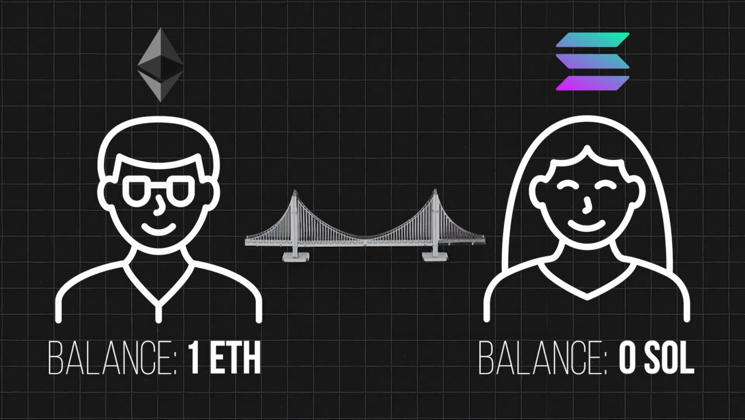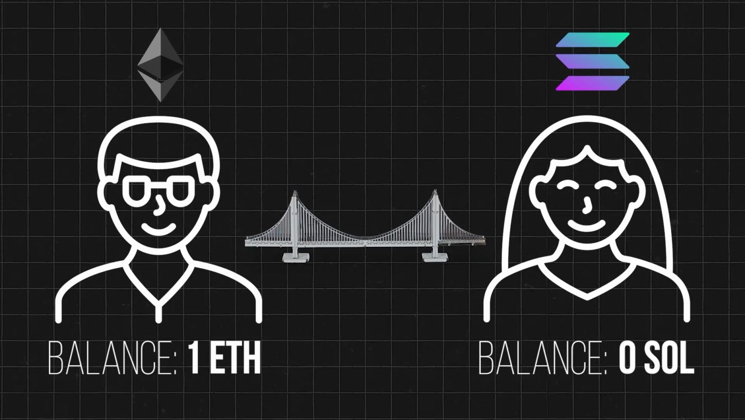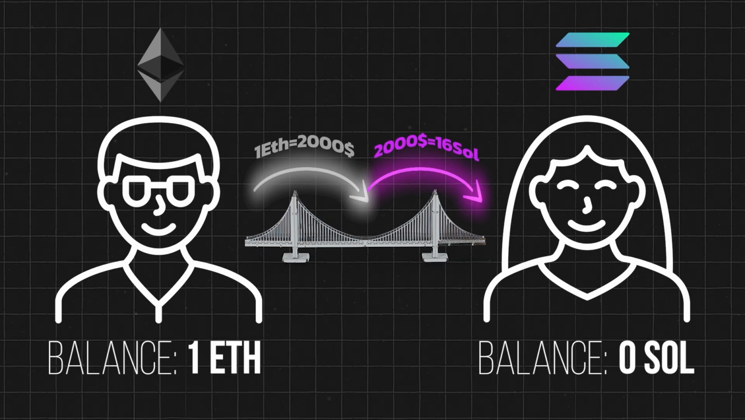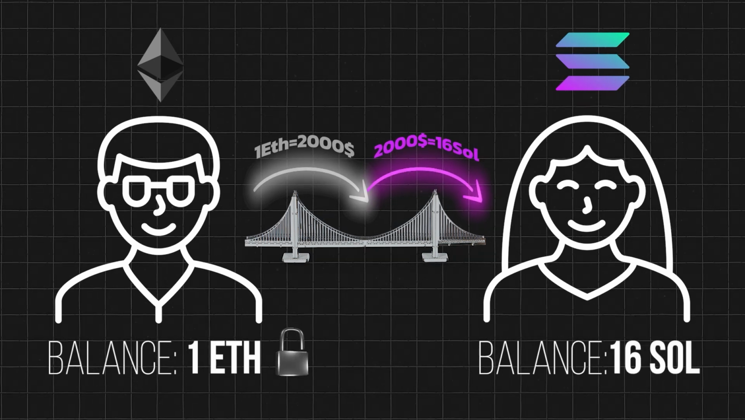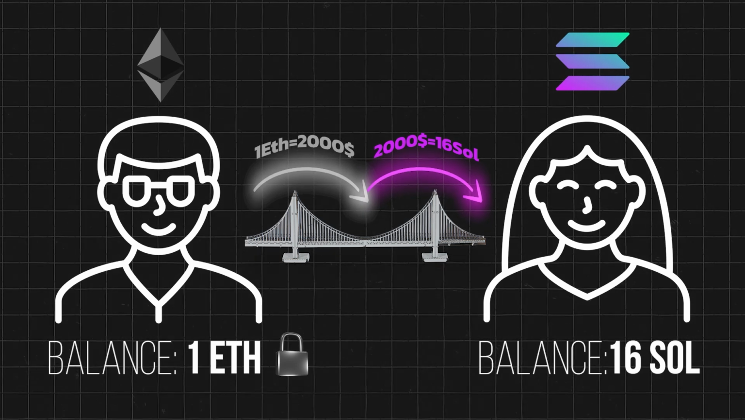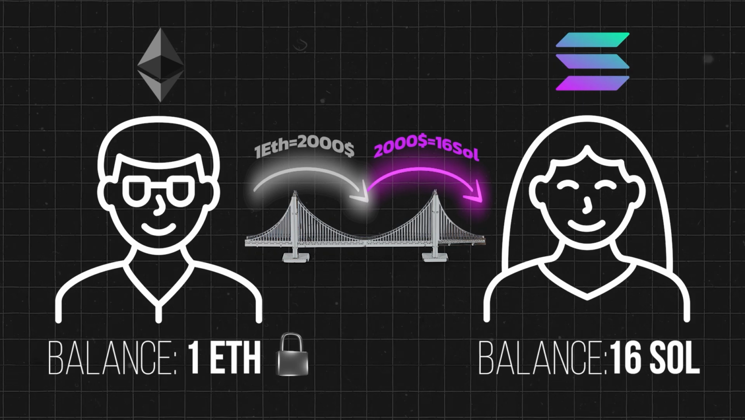A bridge creates a link between different blockchains. You send tokens to a bridge in one network. They become frozen, and in return you receive equivalent tokens in another network. For example, you send USDT on Ethereum and receive USDT on Solana. This is a convenient way to transfer assets, save on fees, and get access to new opportunities on other networks.